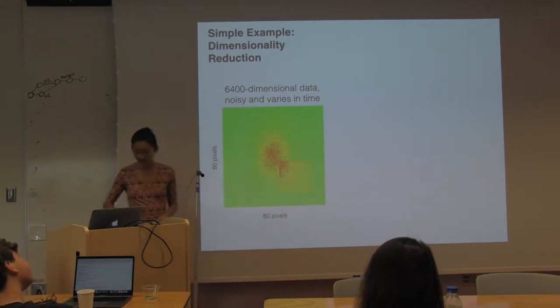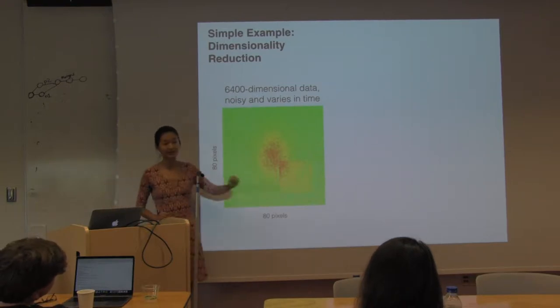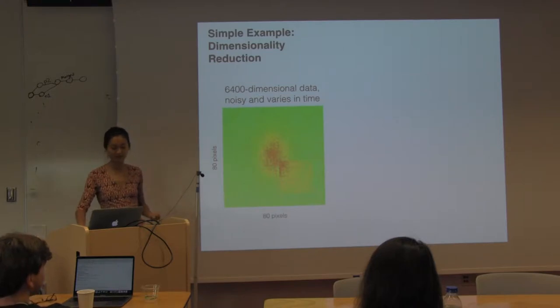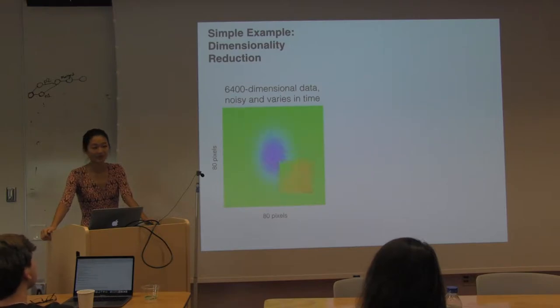So here I have a synthetic data set that I totally made up, which means I know the right answer. So hopefully the right answer will be obvious to you as well. Here's my data. My data is a movie. It's 80 pixels by 80 pixels, so it's a 6400 pixel movie that plays in time. Now, fortunately, there are not actually 6400 things happening in this movie. If there were, it would just look like total junk, and it doesn't. How many things are happening in this movie? It's less than 6400. Two.